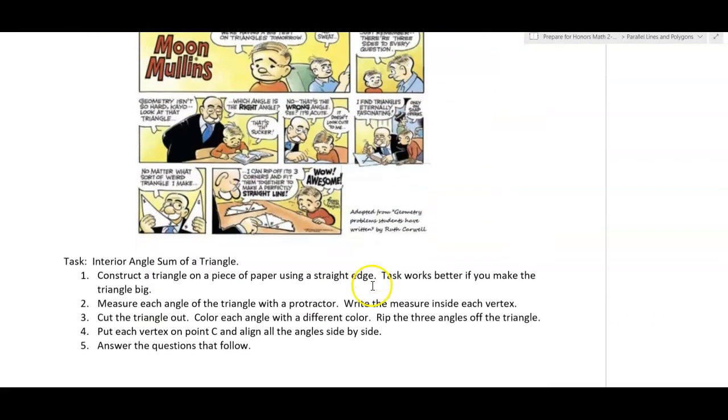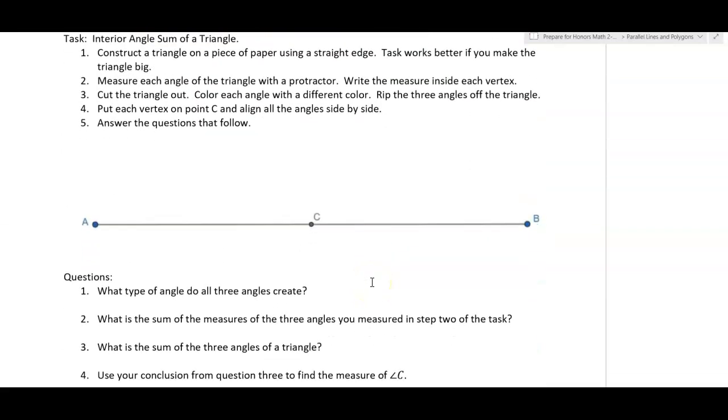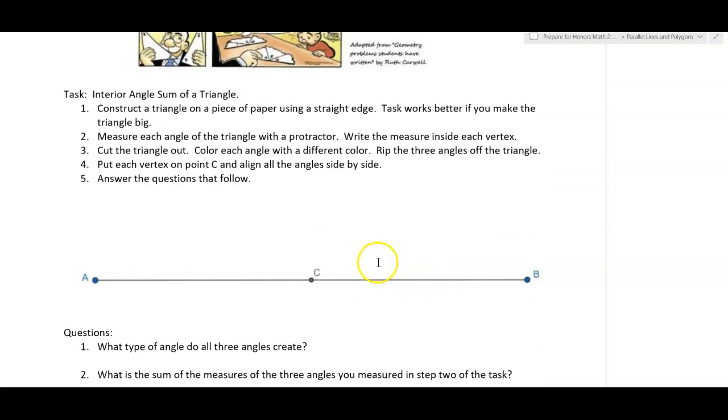So now, interior angle sum of a triangle. It says construct a triangle on a piece of paper using a straight edge. This task works better if you make the triangle big. What you're going to do is measure each angle of the triangle with a protractor. And then you're going to write the measure of each vertex inside.